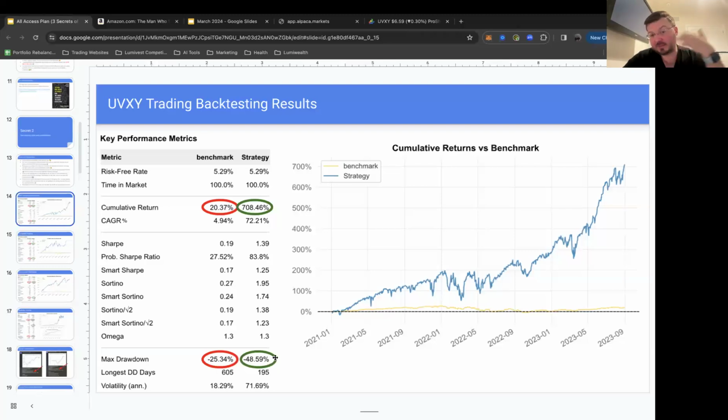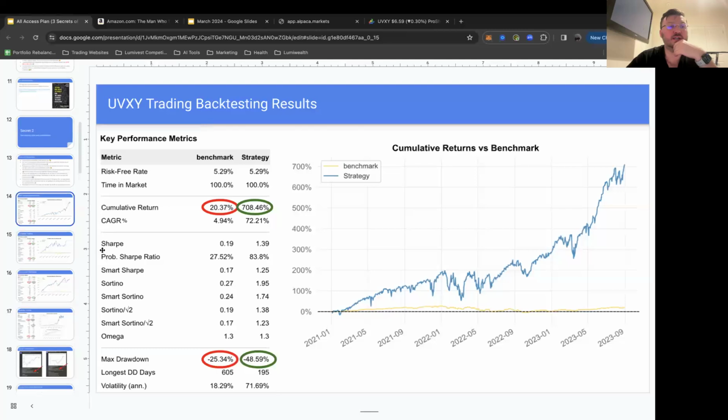I don't know about you guys, but if I put my money into this, I'd be very happy. If I made 700% at the end of the day over a 4-year time period, actually not even 4, that's a 3-year time period. 708%, that's pretty damn good, right? And you could put this as part of a larger portfolio. Maybe you don't put all of your money into something that has a drawdown of 50%, but if you took some chunk of your cash, that could be quite a nice thing to do, right?